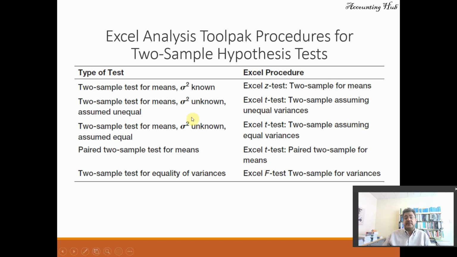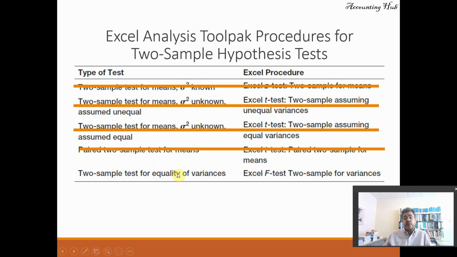We have 5 tests. Two sample tests for means, variance unknown or known. Two sample tests for means, variance unknown, assumed equal, and here assumed unequal. Paired two sample tests, and two sample tests for equality of variance. We will be working today with the last one. We have videos for the other 4, and the video is in our playlist. So if you want to know more about the other 4, here we are.